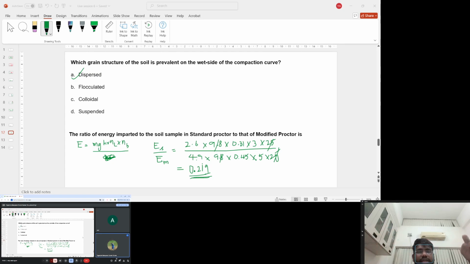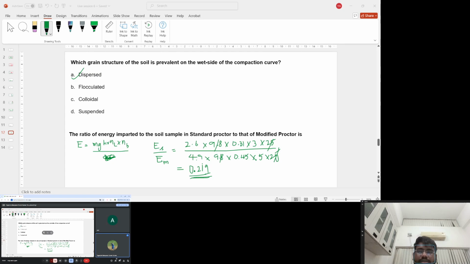That is where we need to take into account energy per unit volume. If for both cases you have the same energy per unit volume, then you can play with the dimensions of the mold as well as the number of blows and everything.